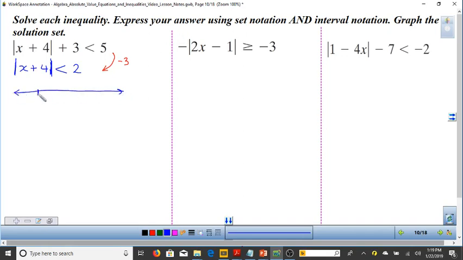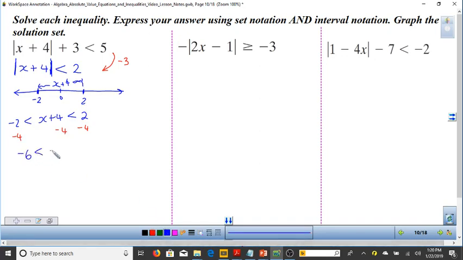What numbers are 2 units away from 0? Those numbers are 2 and negative 2. And my x plus 4 region must be closer to 0 than those numbers. That means my x plus 4 must be some number that's in between these guys, strictly in between. So x plus 4 has to be between negative 2 and positive 2. This is a nice simple compound inequality. I just subtract 4 from all parts, and then I have my answer.